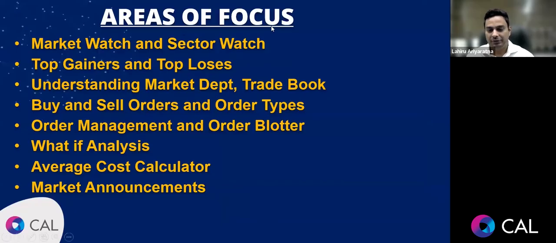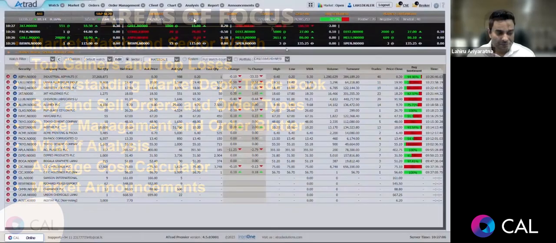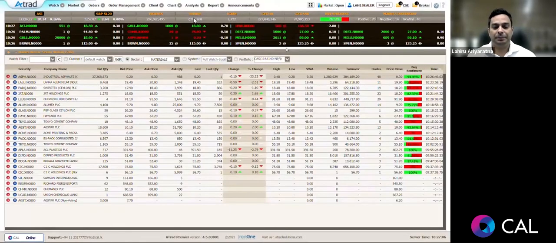Let me take you to the video that we have recorded during a live market hour, and I'll guide you through the different processes and the steps. So this is how a typical Atrad web screen will look like once you log in with your credentials. I'll start with some basic features.